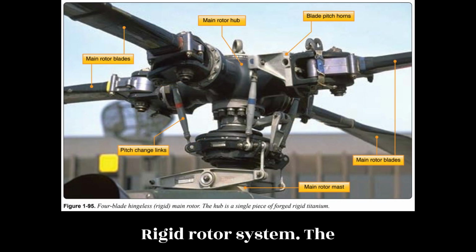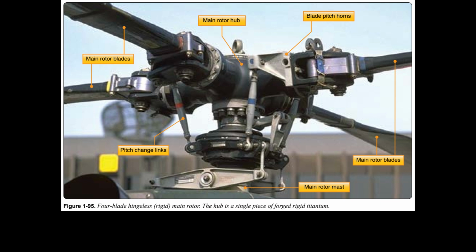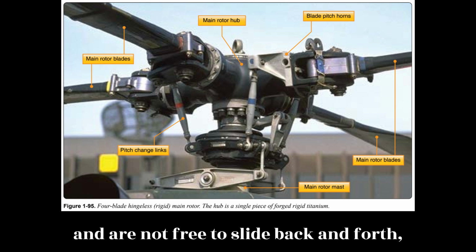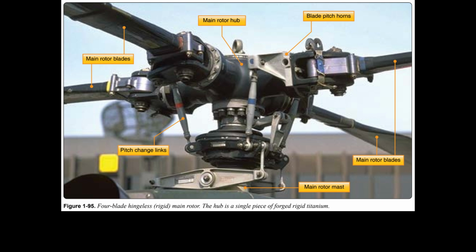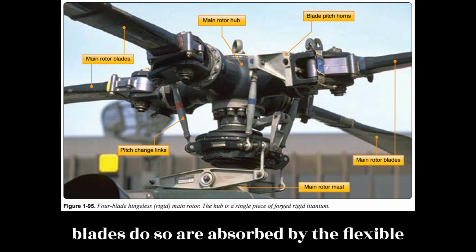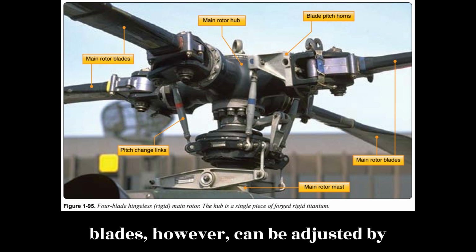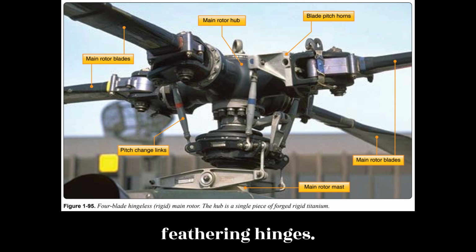Rigid rotor system. The simplest is the rigid rotor system. In this system, the rotor blades are rigidly attached to the main rotor hub and are not free to slide back and forth, drag, or move up and down, flap. Figure 1/95. The forces tending to make the rotor blades do so are absorbed by the flexible properties of the blade. The pitch of the blades, however, can be adjusted by rotation about the spanwise axis via the feathering hinges.